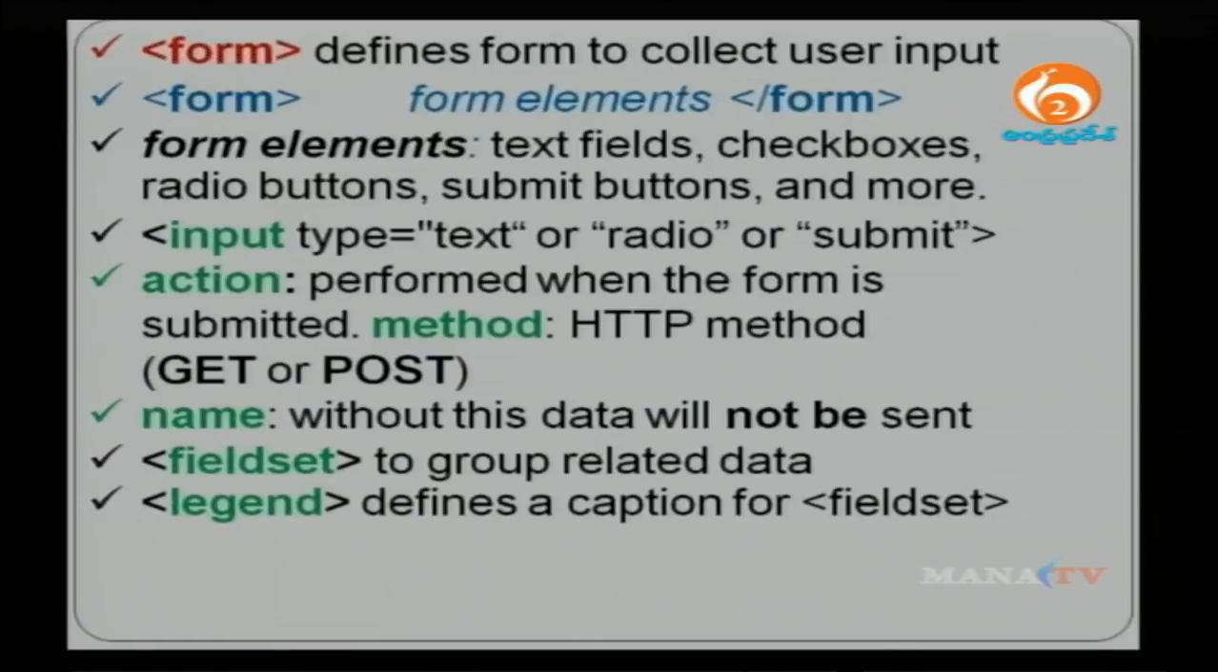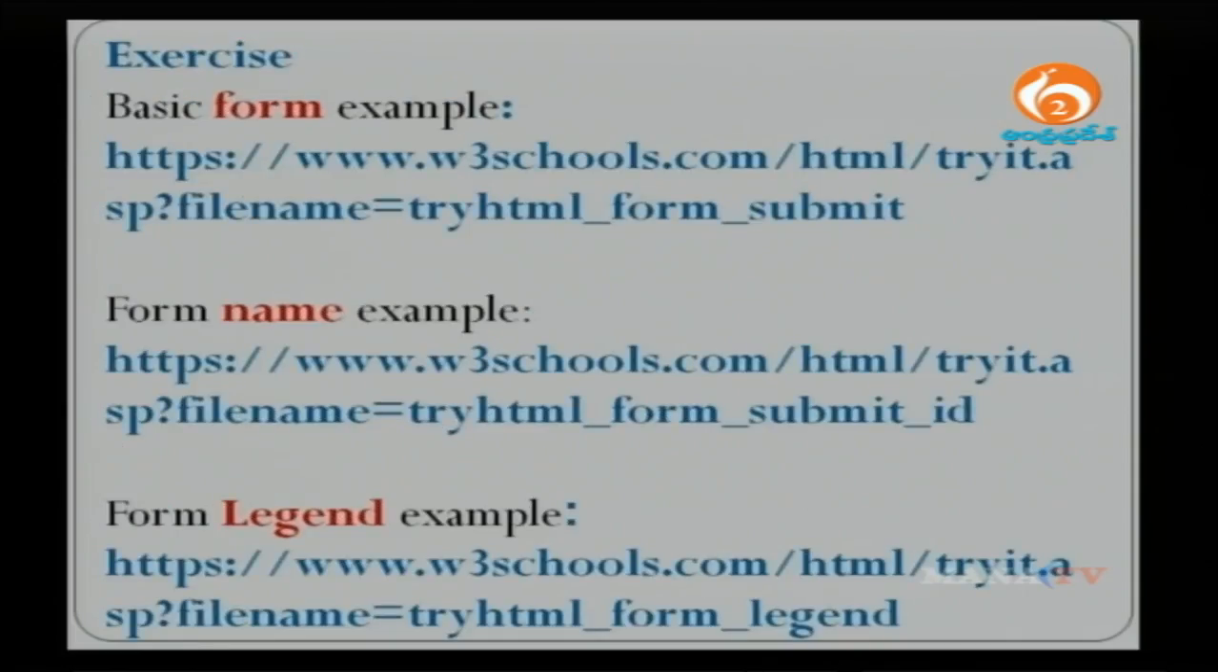And here one of the most important attributes is name. Without the name on the particular field, you cannot submit the data to a server. Without the name attribute, you cannot send the request to the server. So you should take care about this. And other than this, we have fieldset. Suppose you want to group the related data, use the fieldset as well as the legend. Legend is a caption for your grouped data. So these are the different attributes we will use in form creation.